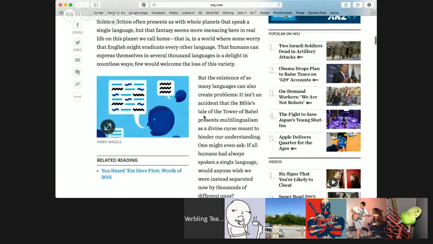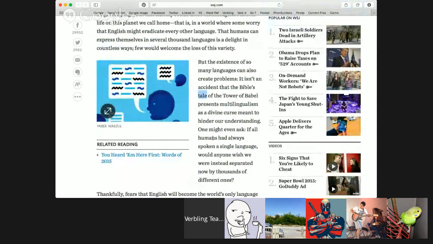Great expression in your reading, Israel. So I just want to go through a couple of words. This word here is tale, which means the same as story in this case. This one here can be pronounced in different ways depending on how the word is acting. Here we've got a verb, so the verb is pronounced present: presents multilingualism. If you're talking about now, then you would say present, or a gift is also present, but the verb is present. Divine. And the last one, meant. It looks like it should be meant, but it's not. It's meant.